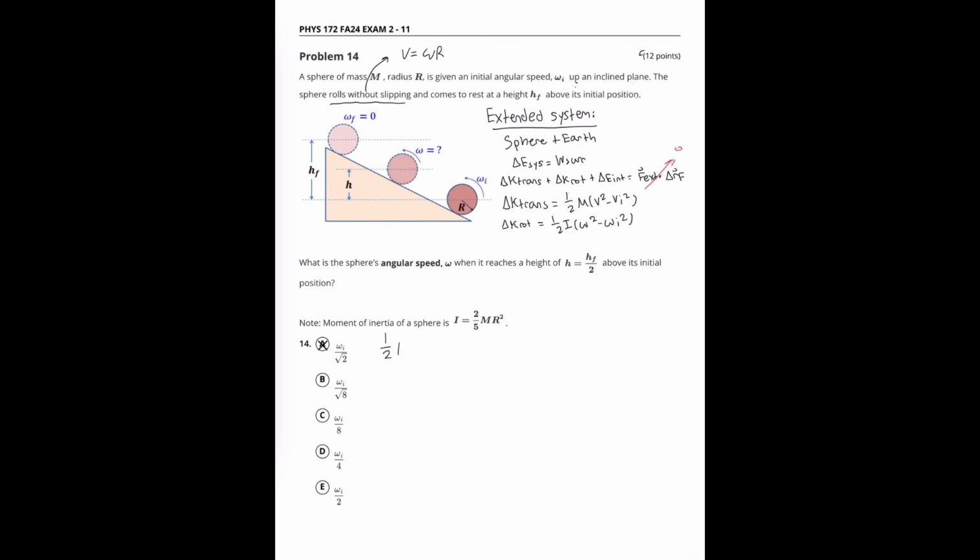1/2 m r squared times omega squared minus omega initial squared for the translational kinetic energy, plus 1/2 times inertia, which was given to us as 2/5 m r squared times omega squared minus omega initial squared, plus the change in internal energy is equal to, let's see here, mg times the final height h minus 0, so it's equal to mgh, and that will all be set equal to 0.